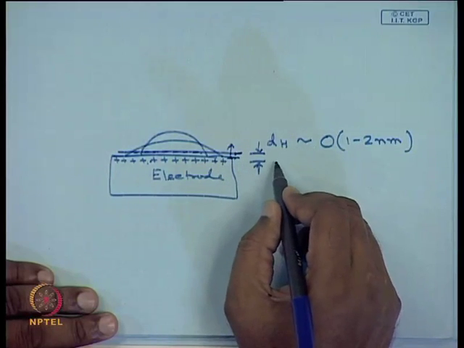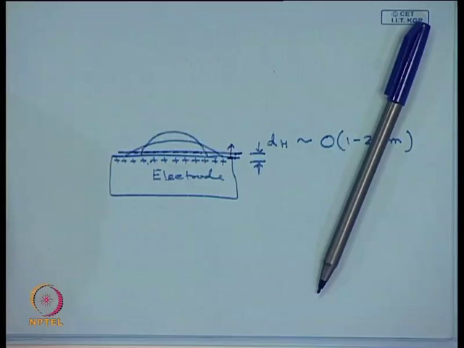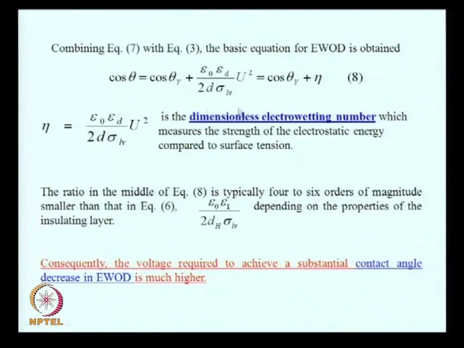from the interface. So, this Helmholtz model has been used, and in this equation the d, which we see in electrowetting, is to be replaced by d_h, whereas in the case of electrowetting on dielectric, the value of d is of the order of a few microns. For electrowetting on dielectrics, we get the value of d to be of the order of 1 micron, whereas the d for electrowetting only would be of the order of a few nanometers. Therefore, the value of the electrowetting number, denoted by eta, which measures the strength of the electrostatic energy compared to surface tension, is going to be vastly different between electrowetting and electrowetting on dielectric.